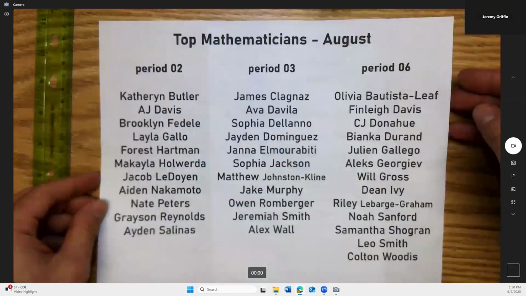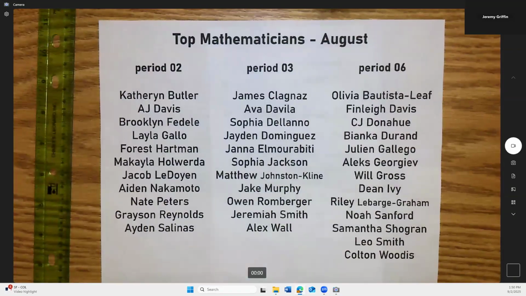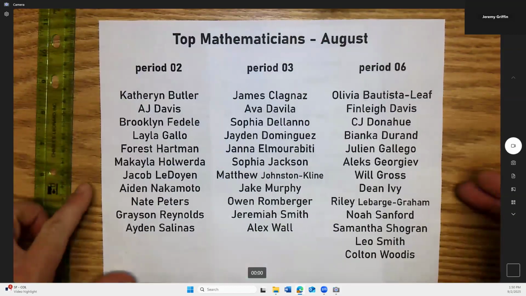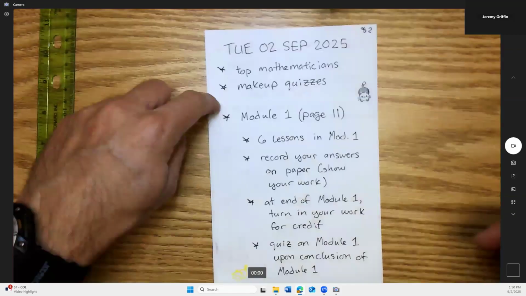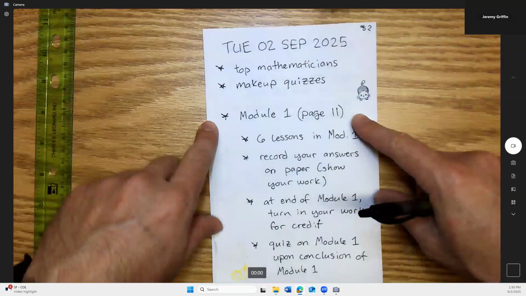So here are the top mathematicians, if you did really awesome on that quiz back on Friday. There were some students absent, so if you were absent Friday, today we give you a makeup quiz. Can you read off all the names? You see them there. See your name then. Awesome, good job. I do want to get everybody to take the quiz before I give them back.